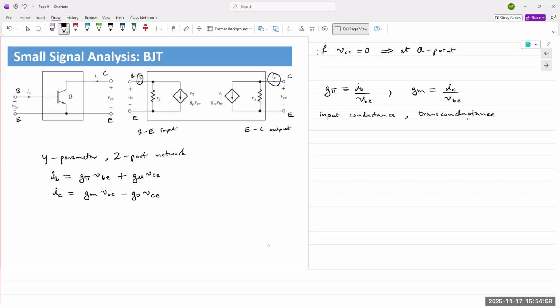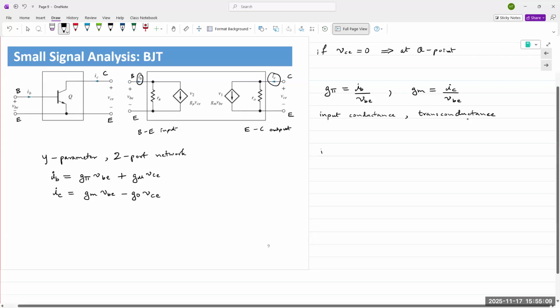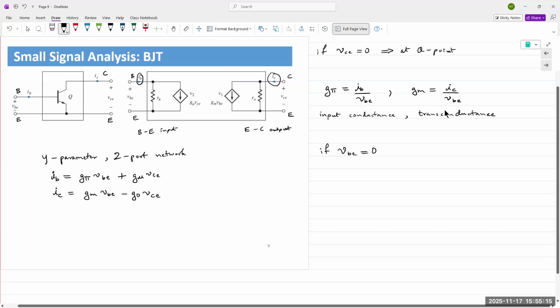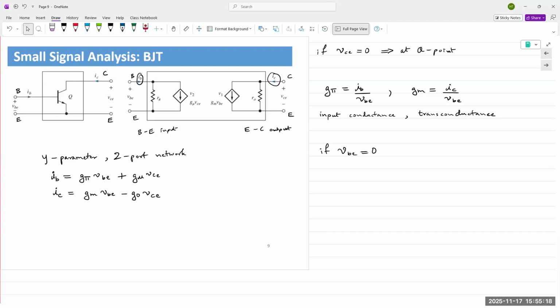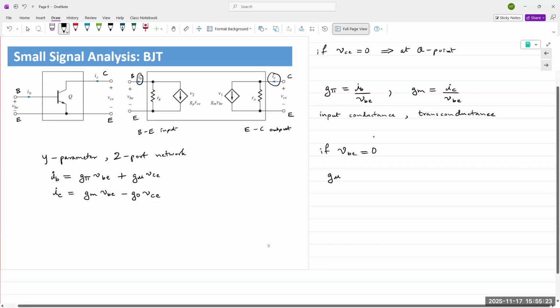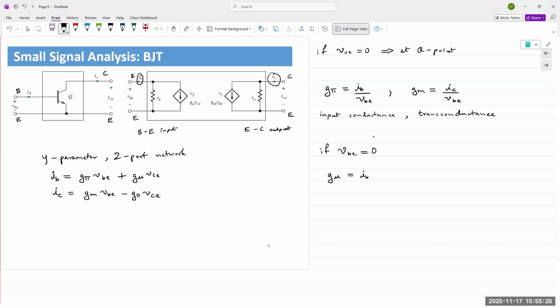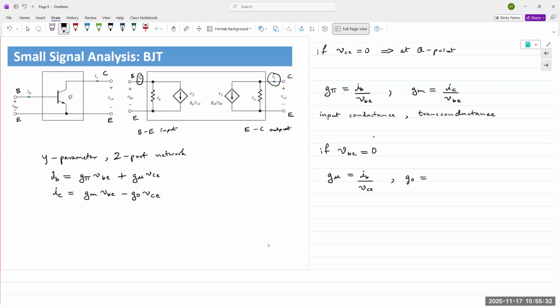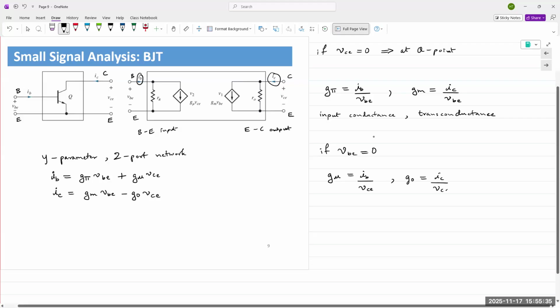Now, if you want to find the output quantities, which is G mu and GO, we're going to set VBE equal to 0. So if VBE equals 0, then we can write G mu as IB over VCE and GO as IC over VCE. Okay.